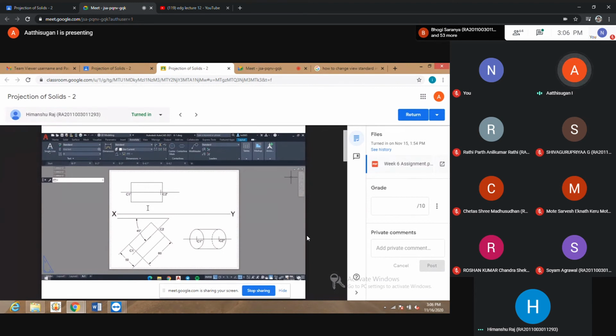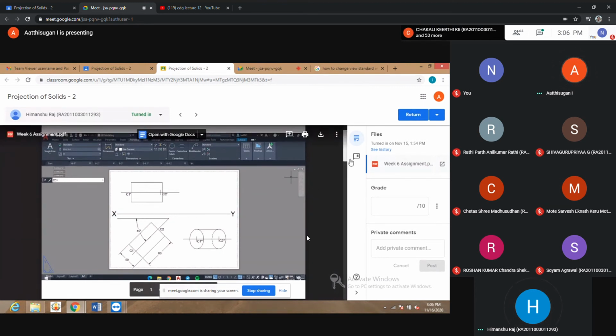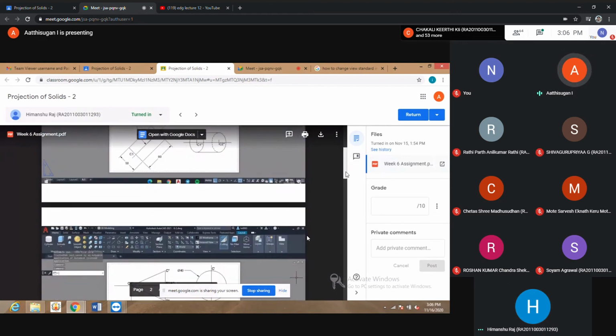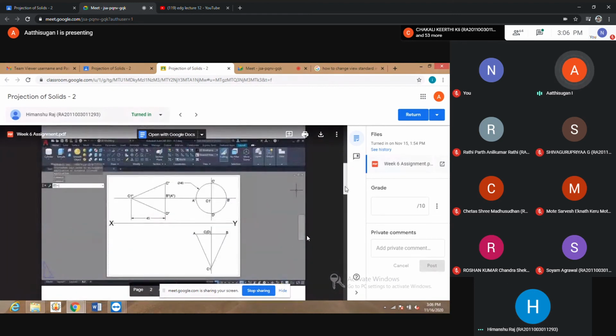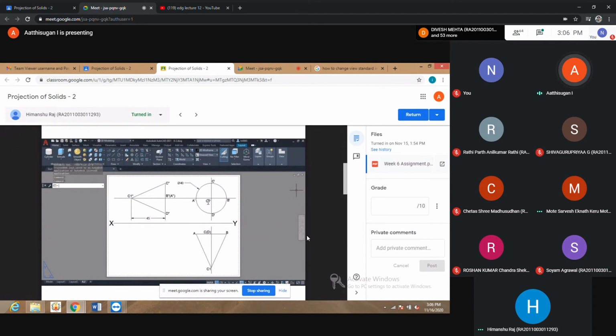Okay, check this answer for the first question. Check the answers. Then you ask Sarvesh. So he did very good. See that? After drawing everything, he drew the line. I think he drew the line, correct, Himanshu? Yes, sir, I drew it. Okay, you drew this line and all.